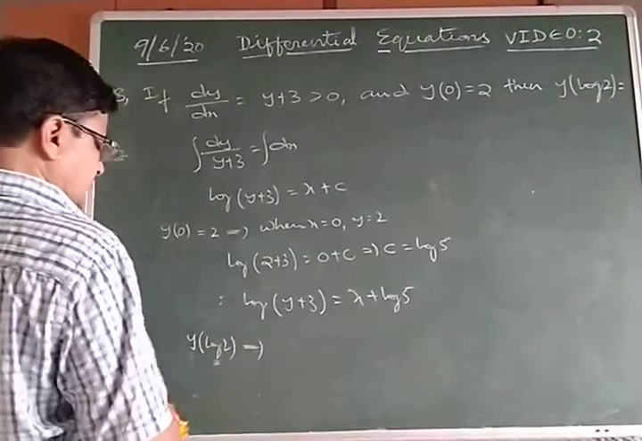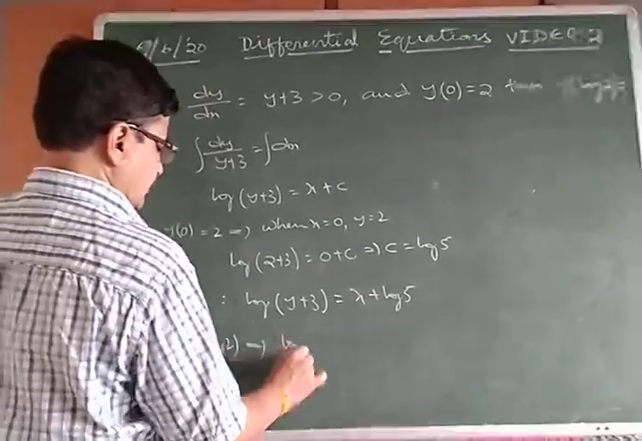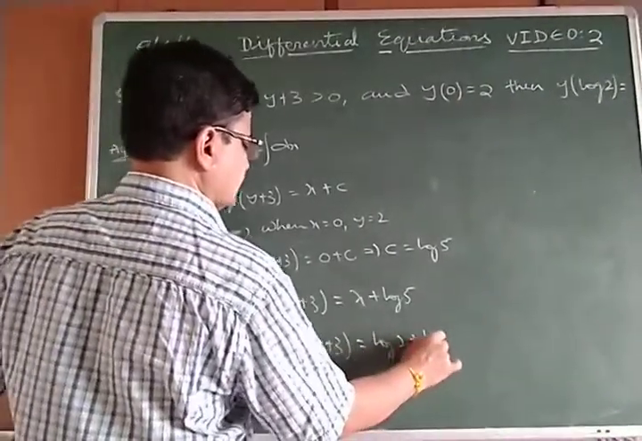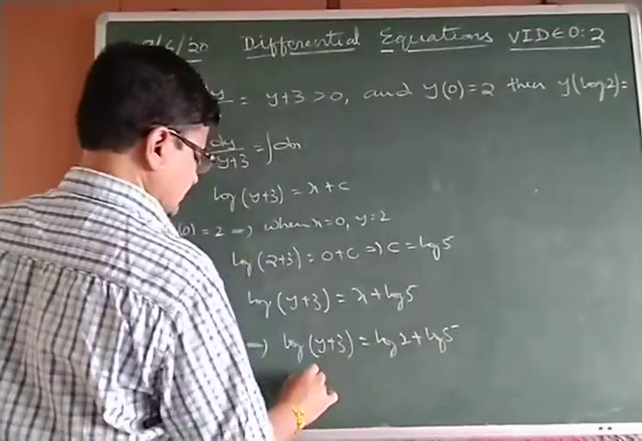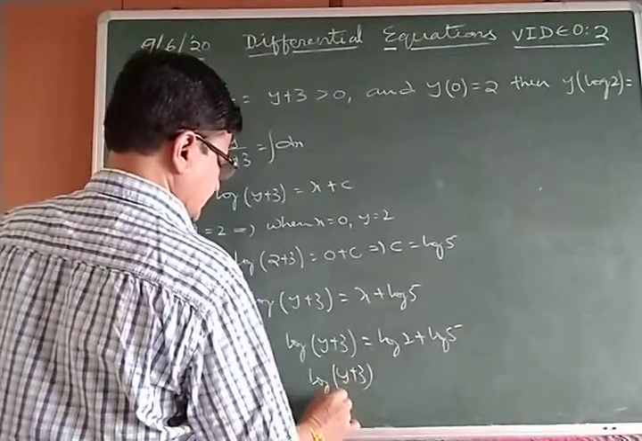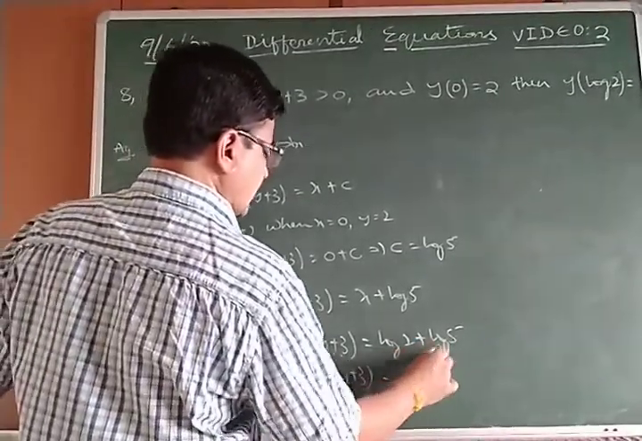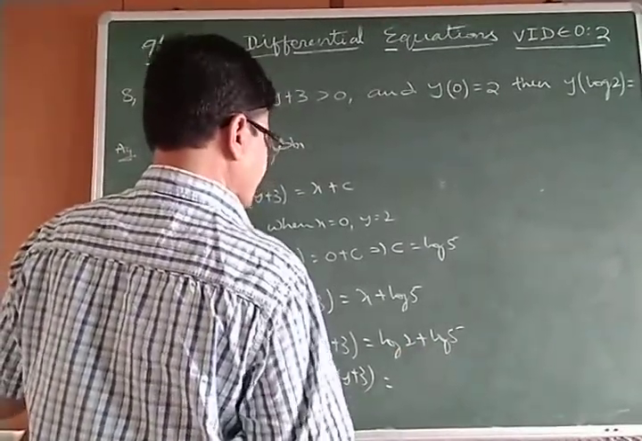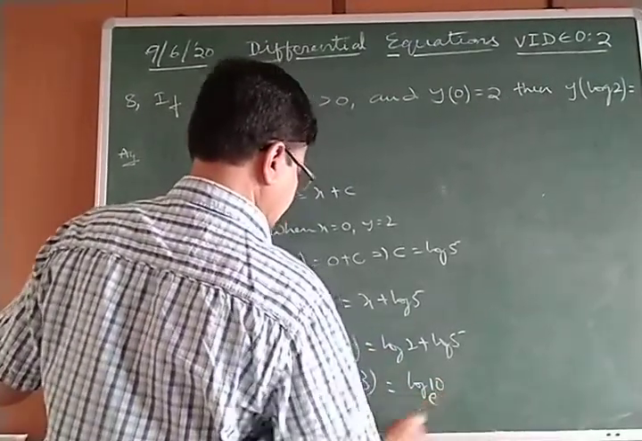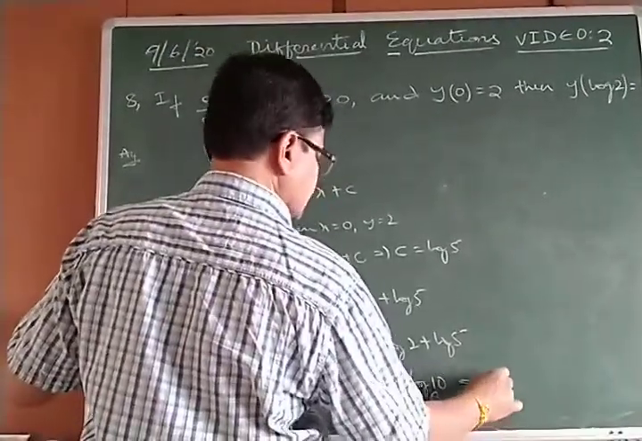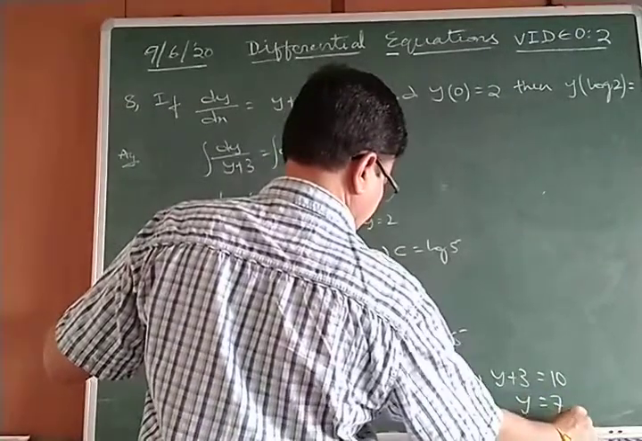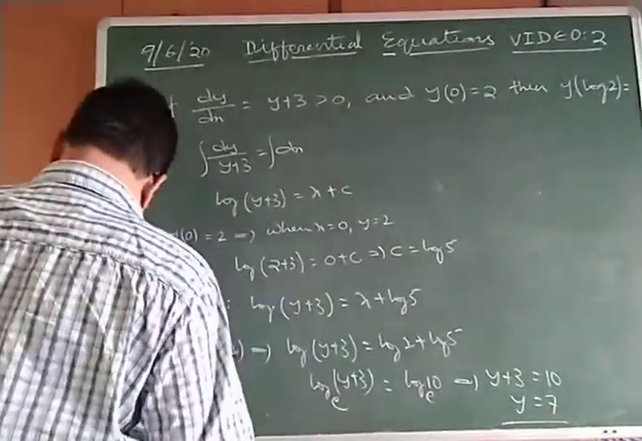So that implies here x is log 2. Log of y plus 3 is equal to log 2 plus log 5. Log of y plus 3 to the base e is equal to log mn, that means log 10 to the base e. Now that implies y plus 3 is equal to 10. That is y is equal to 7, the required answer.